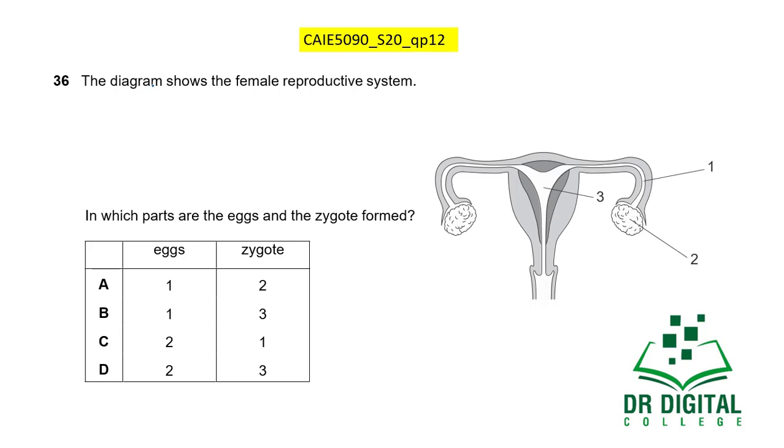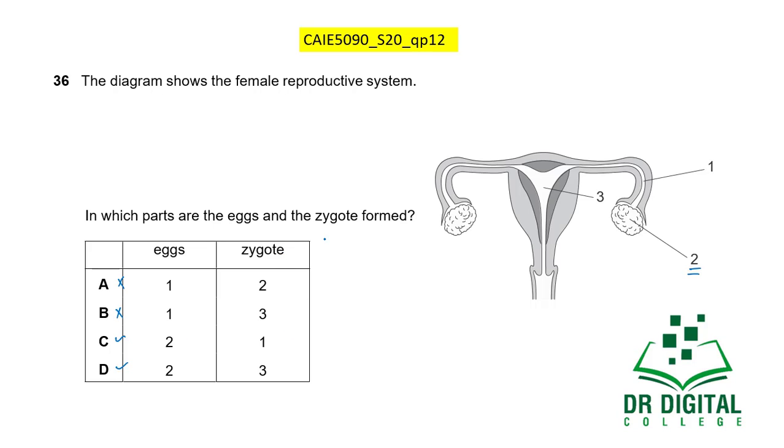In this question, the diagram shows the female reproductive system. In which parts are the eggs and the zygote formed? You know that eggs are formed in the ovary. So B is the ovary. Eggs are formed in the ovary. C and D might be correct, and A and B are wrong.